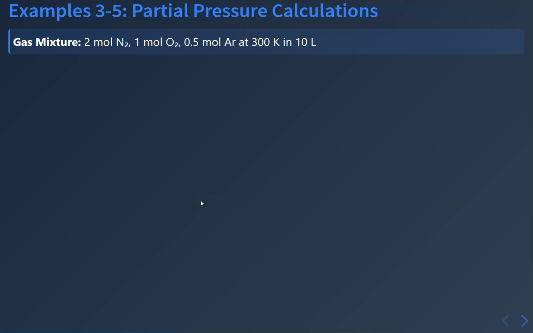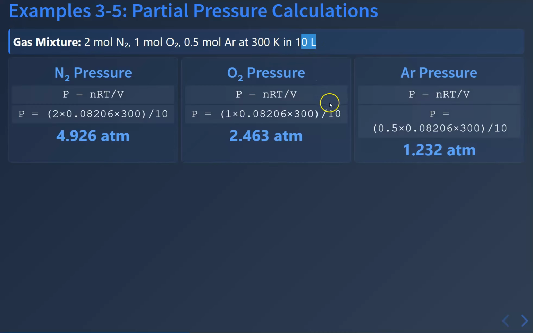So now here is the example, partial pressure calculation. So in a gas mixture, what are the components? Nitrogen, oxygen. Okay, so here 2 mole of nitrogen, 1 mole of oxygen, and 0.5 mole argon at 300 Kelvin and 10 liter. So now partial pressure we can calculate. So P is equal to nRT by V. So n is 2 mole for nitrogen, then R we know 0.08206, T is 300 Kelvin and V is 10 liter. So that will be 4.926 atm.